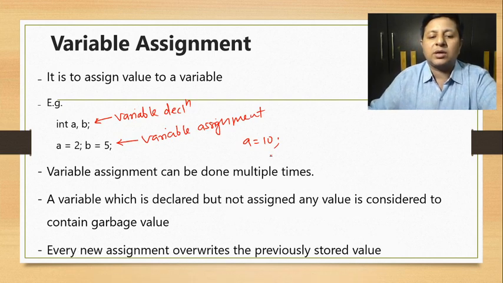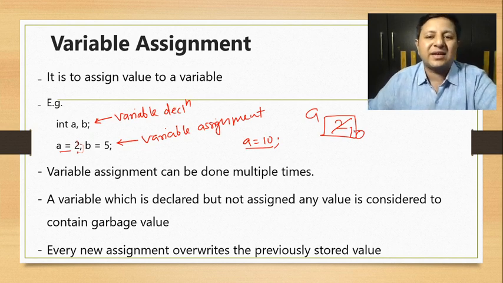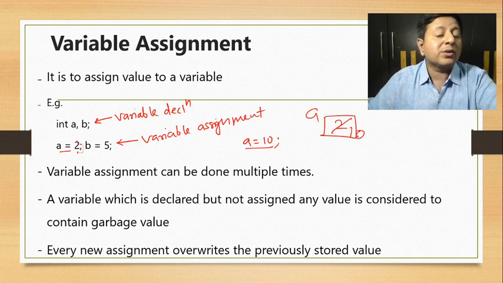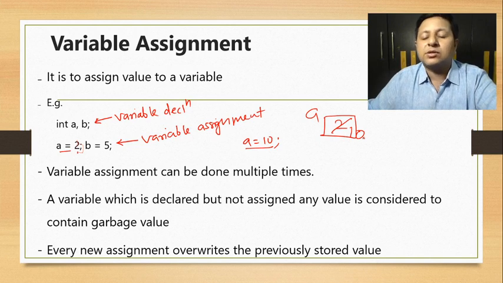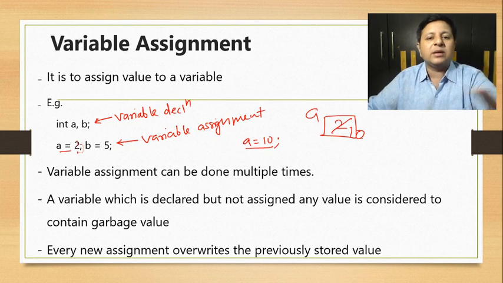That also I had talked about. So maybe initially a was 2. When I assigned a as 10, you know what has happened? Initially a was storing 2. When I assign 10 to it, it overrides that value. So now a no more stores 2, it stores 10. Whenever we access that variable, it is always going to present the latest value stored in the variable. So for example, after I do a equal to 10, if I try to print a, it is going to print 10. Okay, so that's about variable assignment.